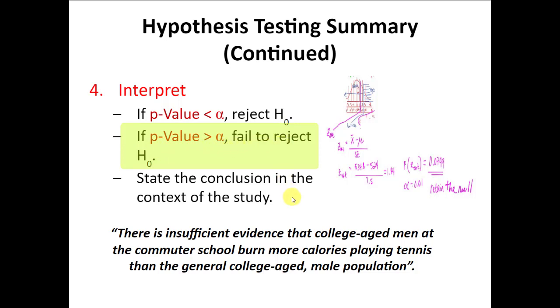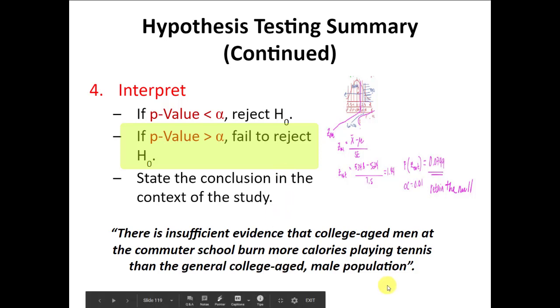To state the conclusion in the context of the study, we said there is insufficient evidence that college-aged men at the commuter school burn more calories playing tennis than the general college-aged male population.